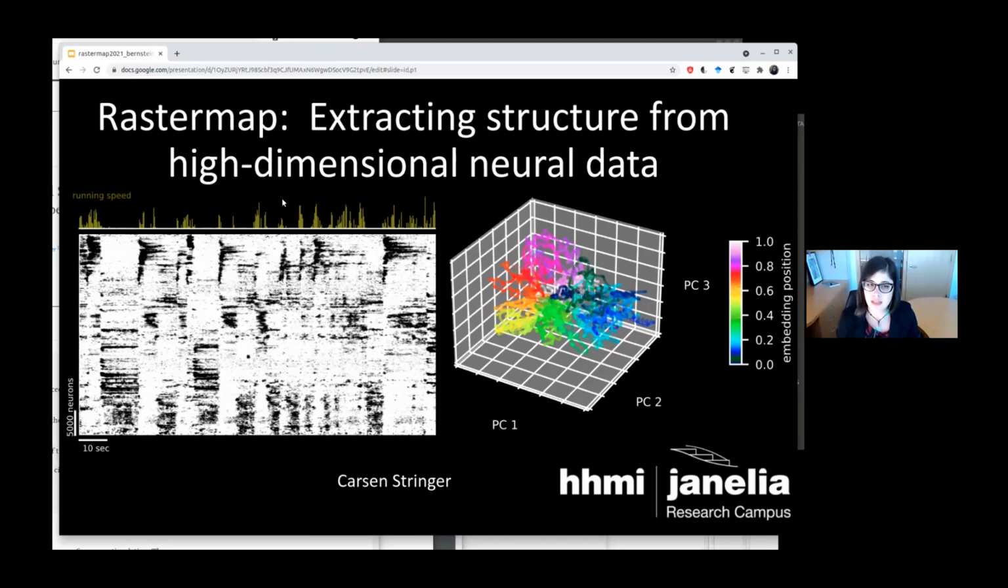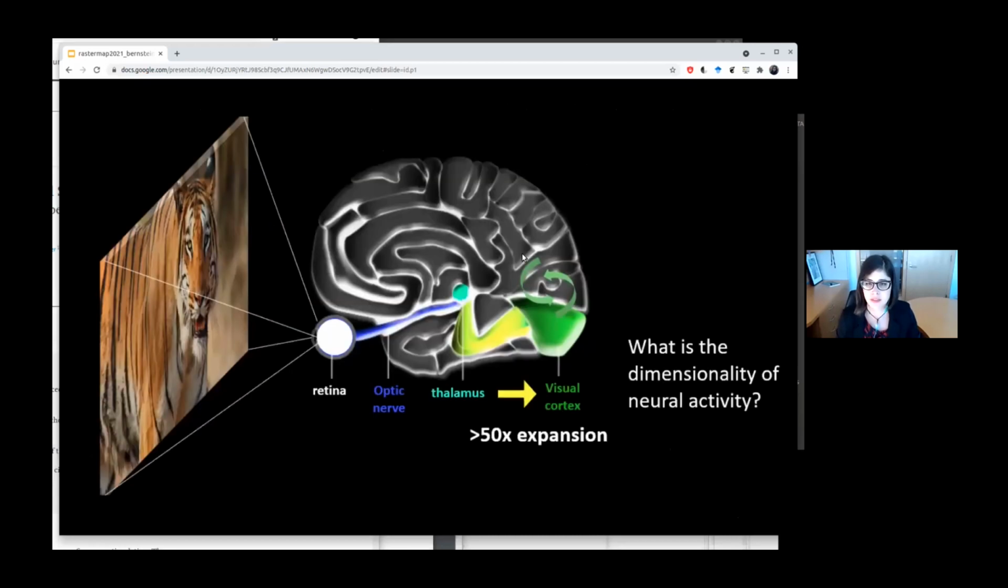And briefly at the beginning, I'm going to talk a little bit about how we found that neural activity is high dimensional, because I think it's an important point to make when you're building models, particularly of visual cortex, that you keep in mind that there are lots of patterns of activity that the neural space explores. And using the structure of that high dimensional activity helped us to create Rastermap.